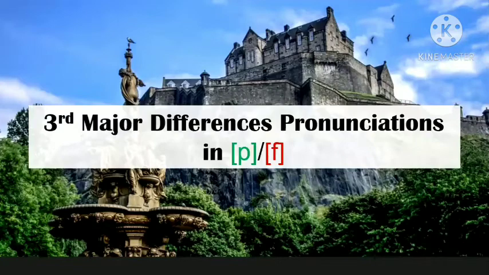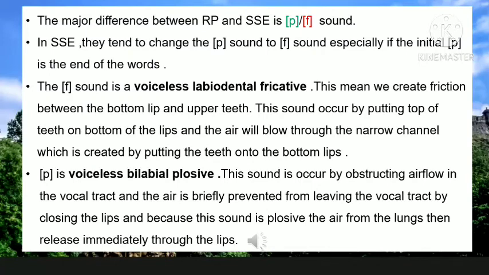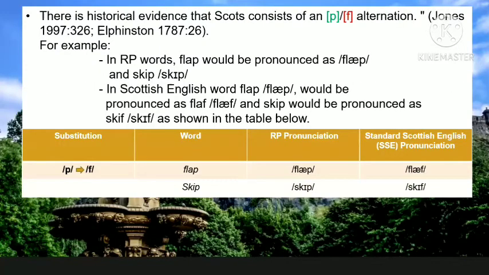And last but not least, the third major difference in pronunciation between these two varieties is the difference in the pronunciation in the alternation of the sounds. In SSE, they tend to change the sound, especially if it is at the end of the words. According to Jones in 1997 and Elphinstone in 1787, they both said there is historical evidence that Scots consist of this alternation.